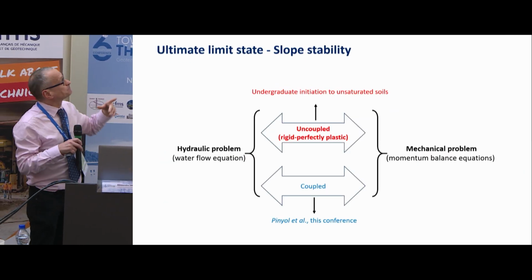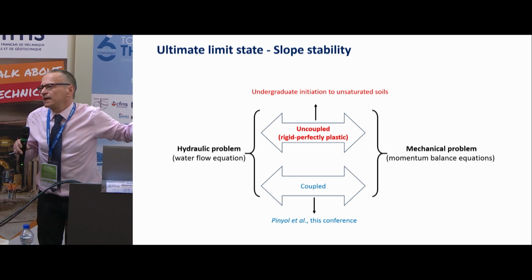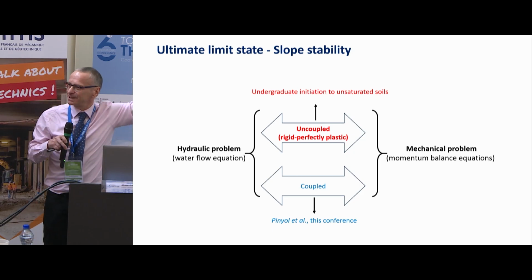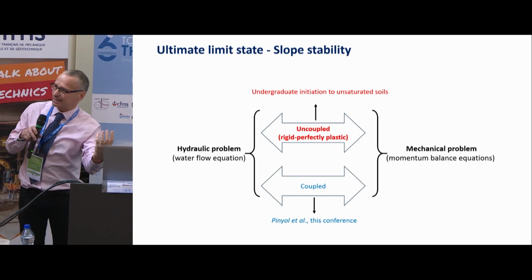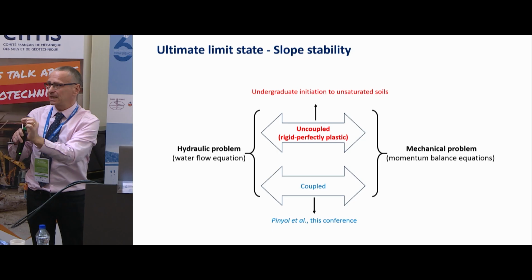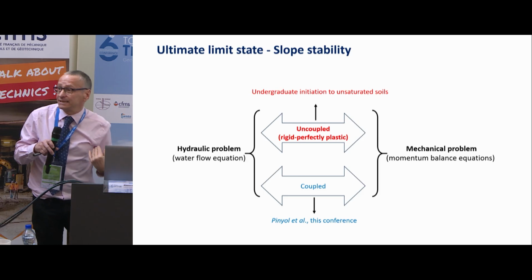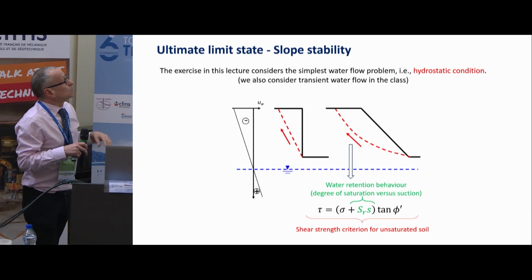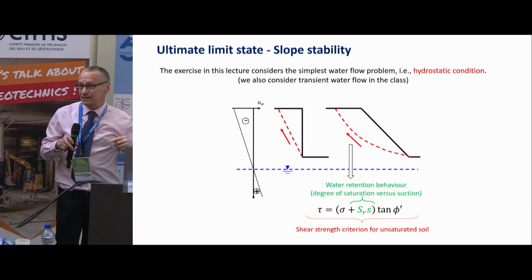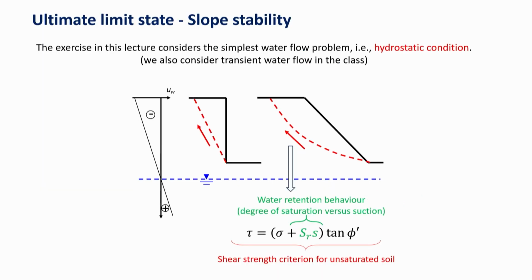So this is what I'm doing here. So you have a hydraulic problem, you have a mechanical problem. We know they are coupled. If you want to know about the coupling, go to the later lecture. But what I'm doing here, I'm uncoupling it. Technically speaking, I'm considering a rigid, perfectly plastic material. And this is what we already do at the undergraduate level when we start about ultimate limit state design. In this exercise, I'm considering the simplest hydraulic flow, hydrostatic. But I don't have time here. In the class, we are also dealing with the transient.